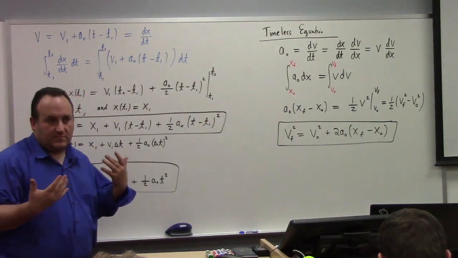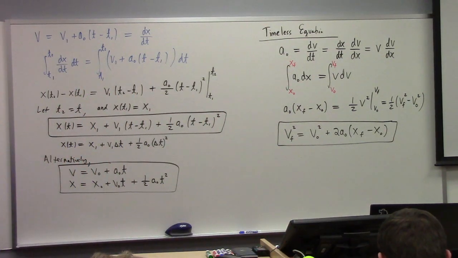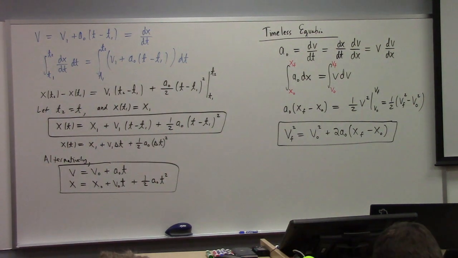So these are the basic ingredients for solving one-dimensional problems. You have your kinematic equations, you have your average velocity relation. If a problem requires the average velocity relation, it's a sneaky one, right? And then there are others that are nice with the timeless equation.